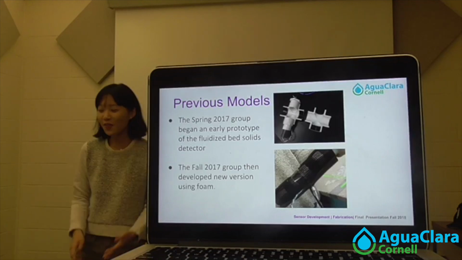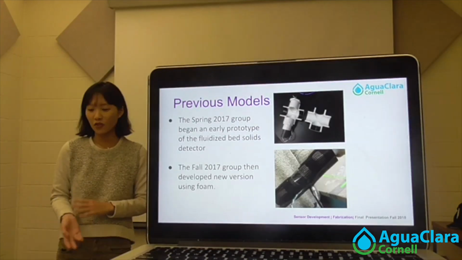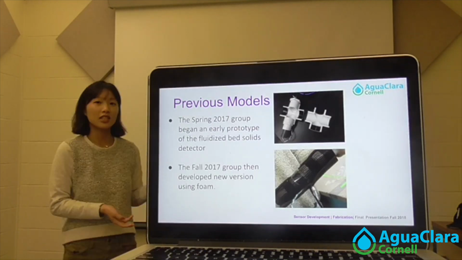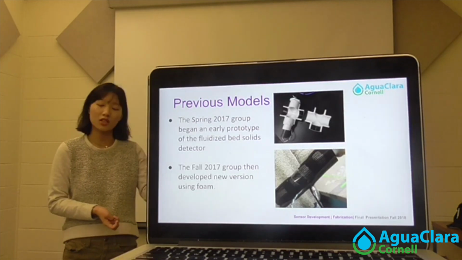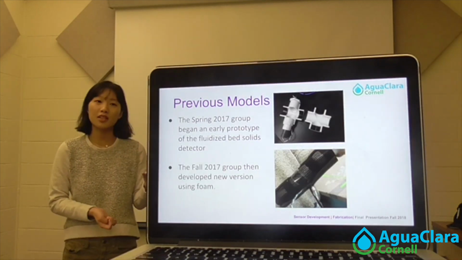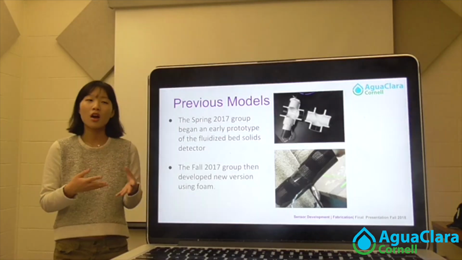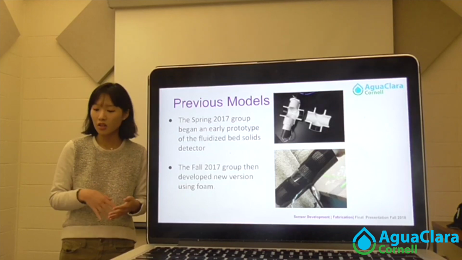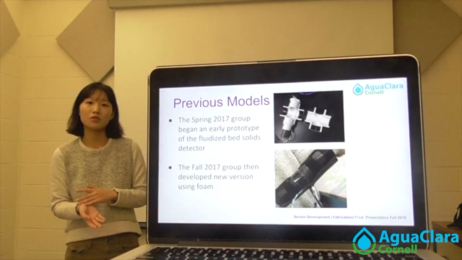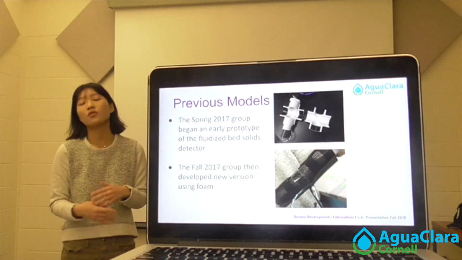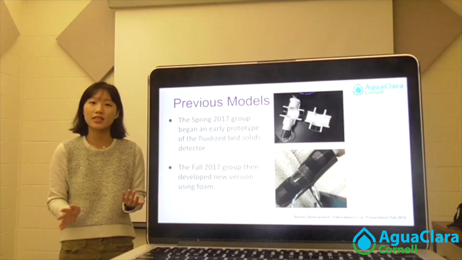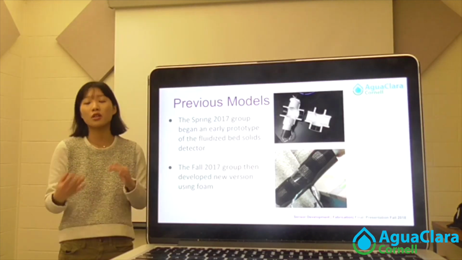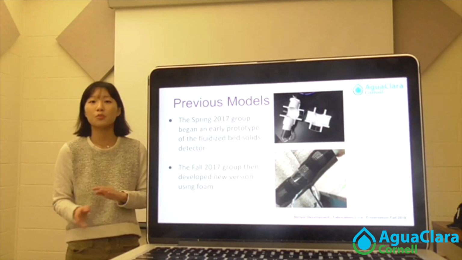So we had a couple of previous models. The first team to begin working on this was actually the spring 2017 group. And if you can see, on the top is the very first model that we had. There were a lot of problems with this, especially because there was some light that came through and that became a confounding variable. And then the next iteration during fall 2017 was using foam. That was really good because it was flexible, it got rid of all the excess light, and we had a really nice calibration curve. And then this semester we worked on making new modifications to fix all the previous problems that we had.